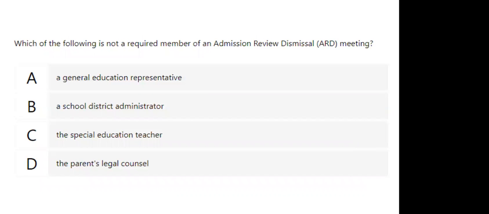Which of the following is not a required member of an admission review dismissal meeting? One of these choices, A, B, C, or D, is not a required member. So they may still participate in an admission review dismissal meeting, an ARD, but they're not a required member. Is it the general ed teacher, a school administrator, the special education teacher, or the parent's legal counsel, their own personal attorney? Which one is not a required member of the ARD?